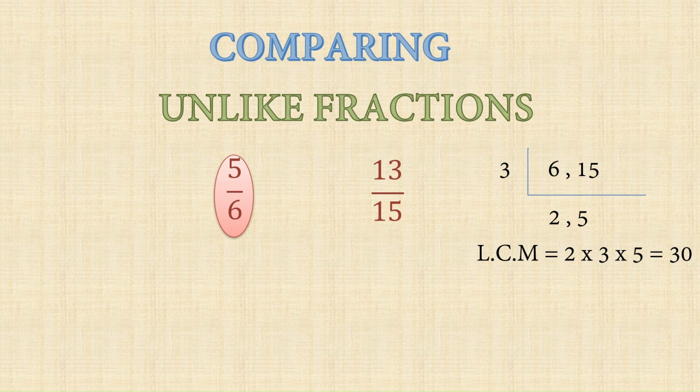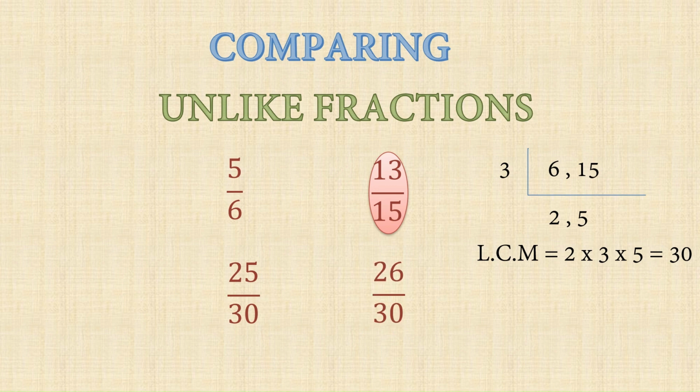Here, to convert 6 into 30, we have to multiply it by 5. Now, both numerator and denominator we will multiply by 5 and it becomes 25 upon 30. In a similar manner, for the second fraction, 15 is there in the denominator. To make it 30, we have to multiply 15 by 2. Multiply both numerator and denominator by 2. That gives 26 upon 30.